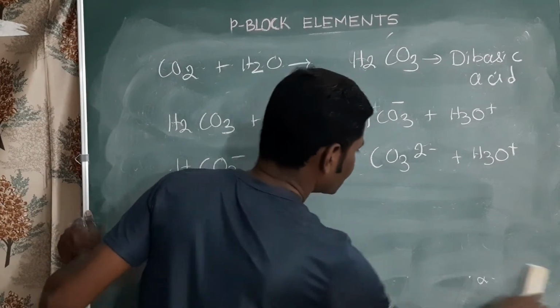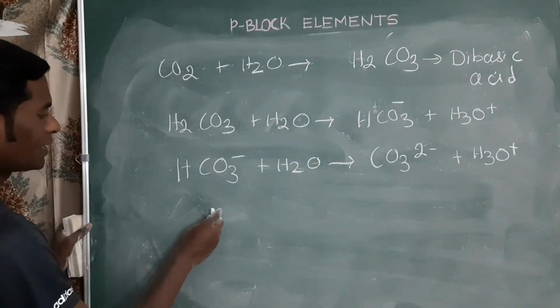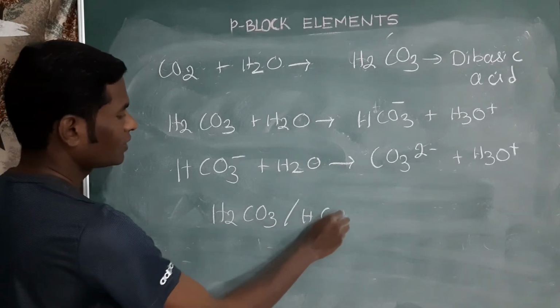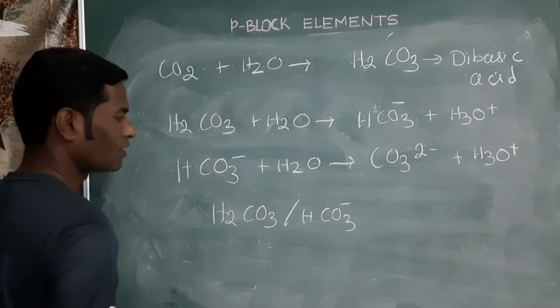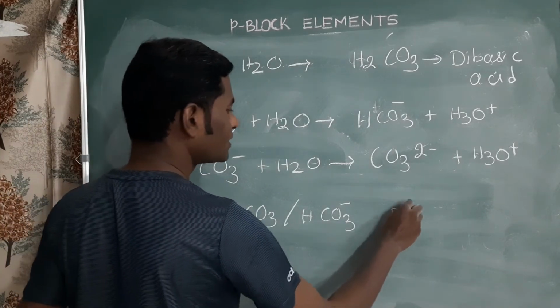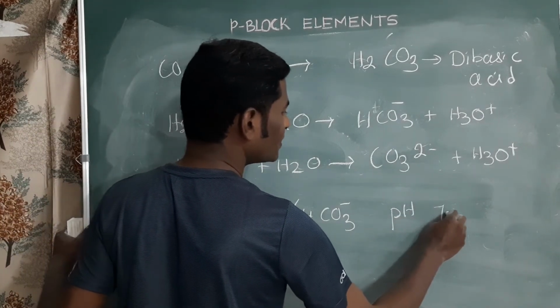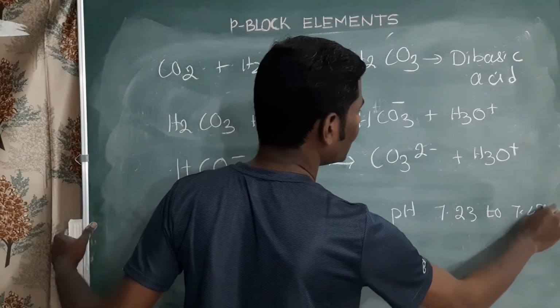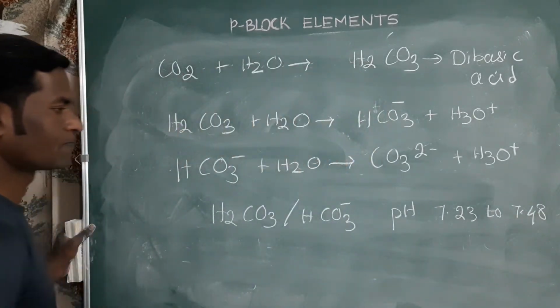This buffer action between carbonic acid, H2CO3, and HCO3 minus ion maintains the pH level of blood at 7.23 to 7.48, slightly basic.